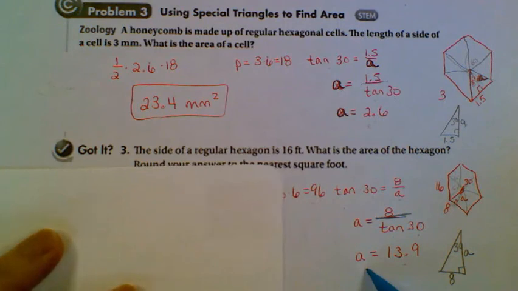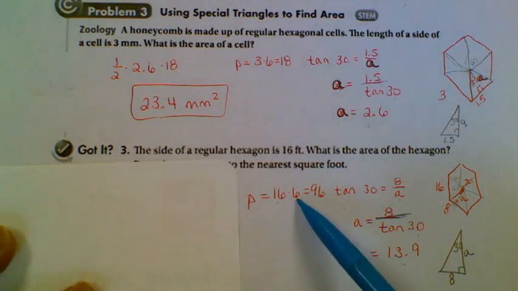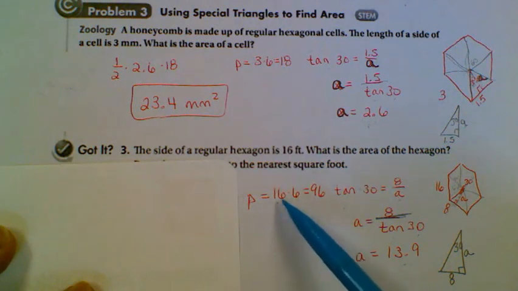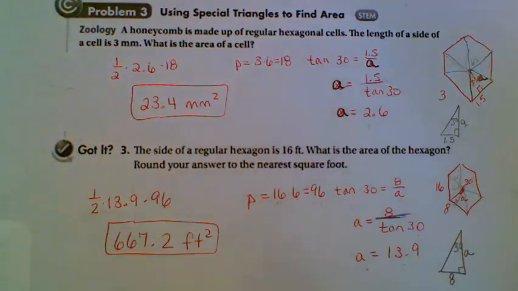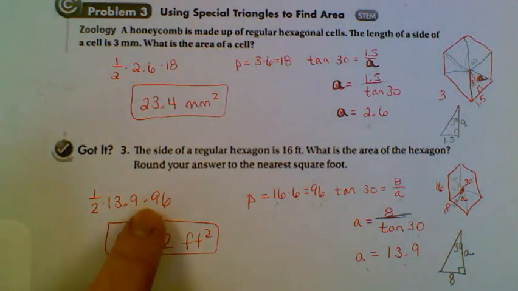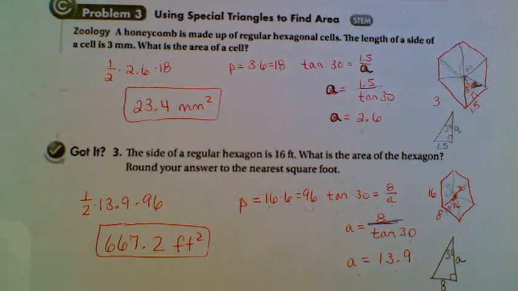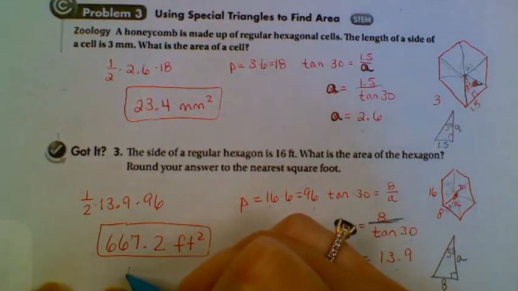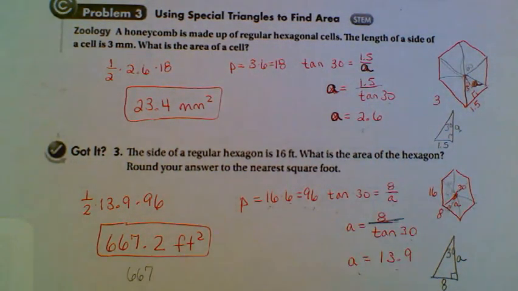We now have our apothem. We need our perimeter. So I'm going to do my side length times the number of sides. So that's going to be 16 times 6, which is 96. And then I'm going to plug in all of my stuff. So a half times my apothem times my perimeter. So you should be getting 667.2. Or if you round to the nearest square foot, like the directions said, you would just do 667. So that concludes finding the area of a regular polygon.